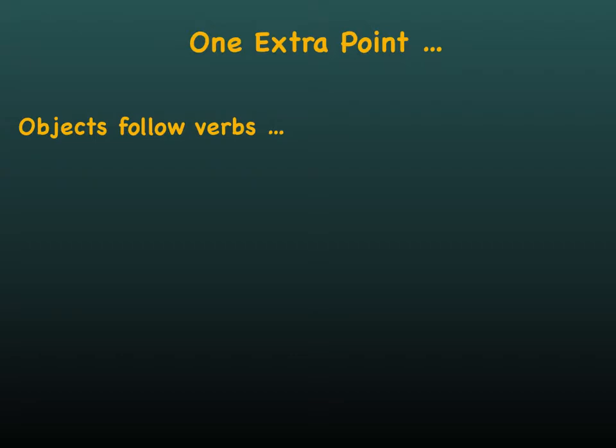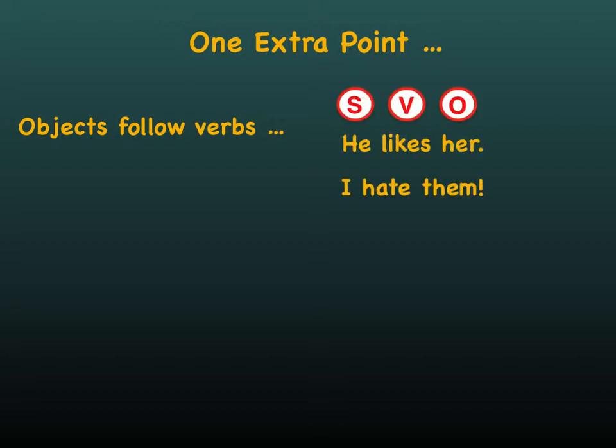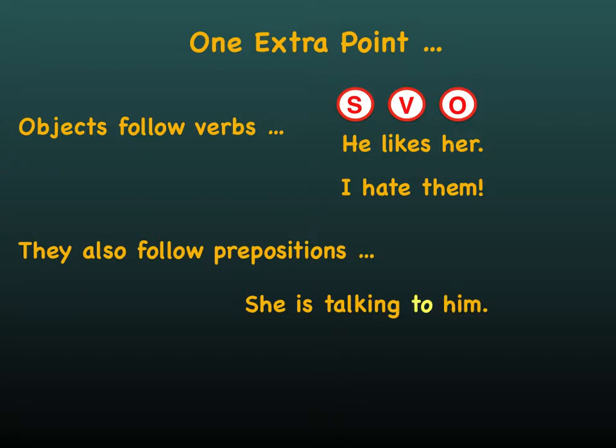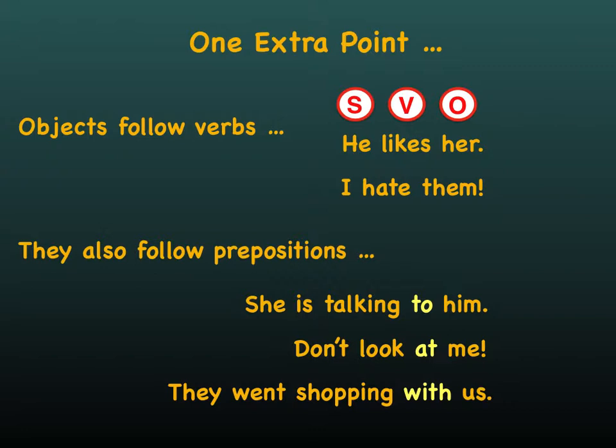This point is easy to see. You know that the object comes after the verb. Okay? And perhaps you know that sometimes the object comes after a preposition. These prepositions are to, at, and with. So please try to notice this point when you are reading and check it when you are writing.